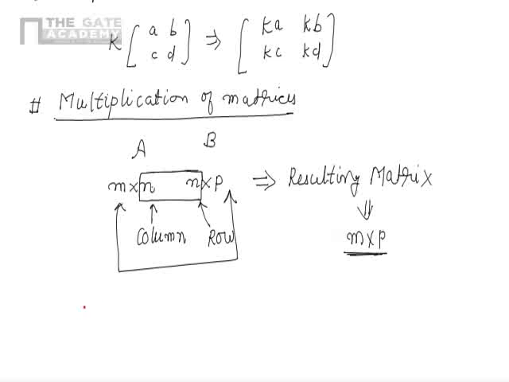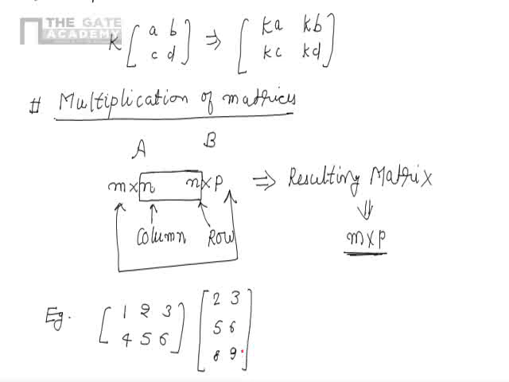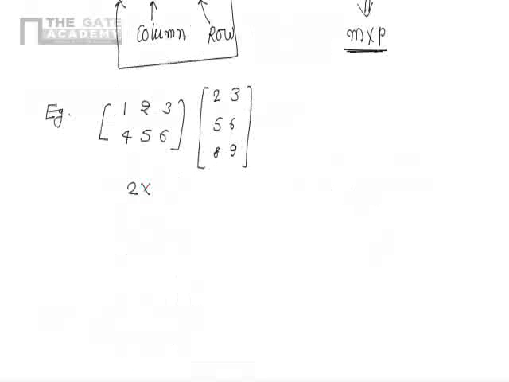So let's consider one example here. Suppose I want to multiply 1, 2, 3, 4, 5, 6. This matrix I want to multiply with 2, 3, 5, 6, 8, 9. Whether we can multiply these matrices or not? What is the order of this matrix? I see 2 rows, 3 columns, and the order of the other matrix is 3 by 2. So yes, I can multiply these two matrices and the resulting matrix order will be 2 by 2.